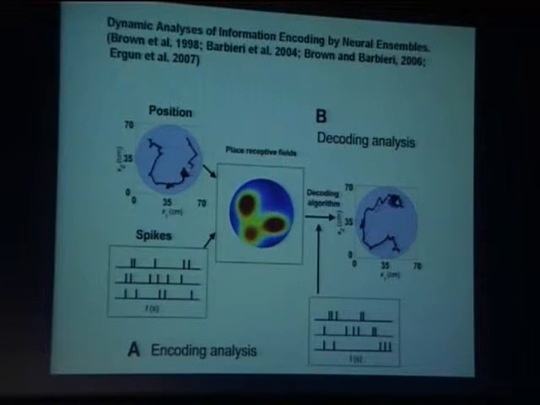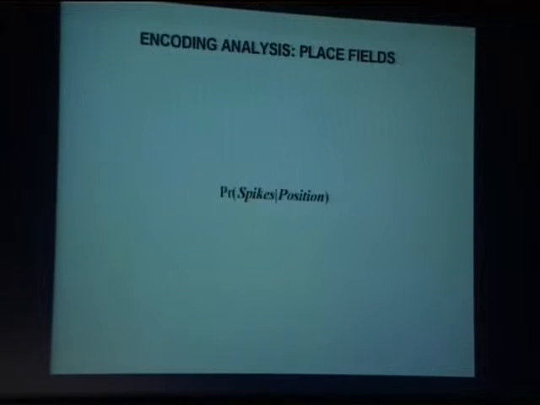So what we want to look at now is I'm recording many neurons. I have this stimulus, which is the animal moving around. I want to characterize the receptive fields of these neurons. That's going to be the encoding problem. And then what I want to do is look to see if I have enough neurons and I know something about the receptive fields, can I make a statement about where the animal is in its environment using these neurons? And that's going to be the decoding problem, right?